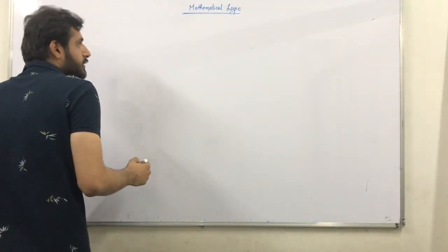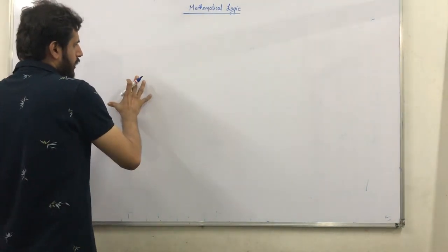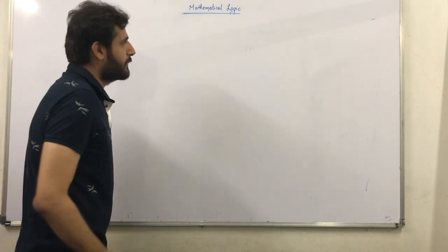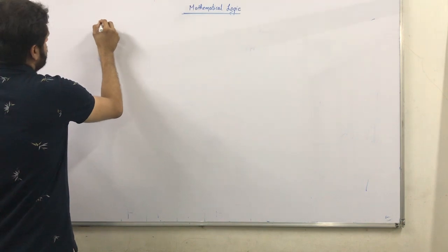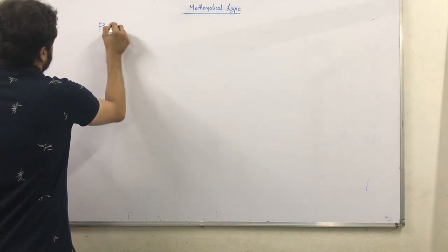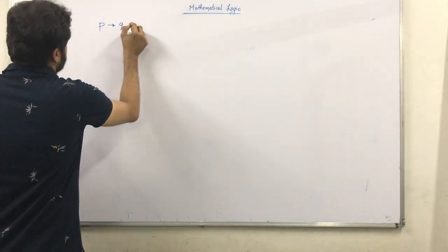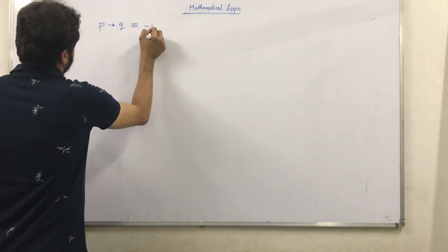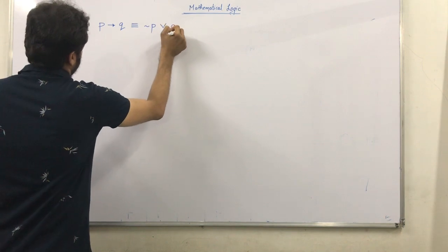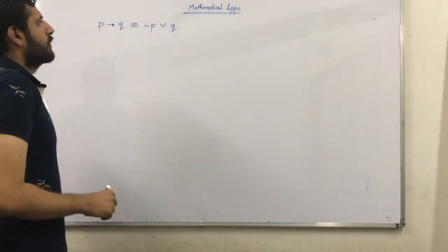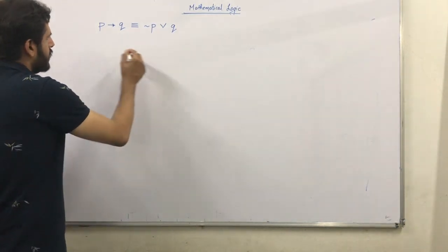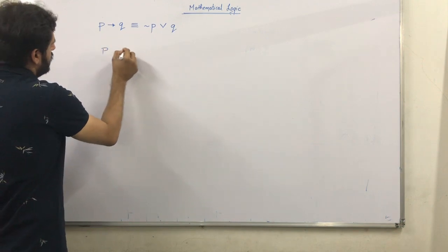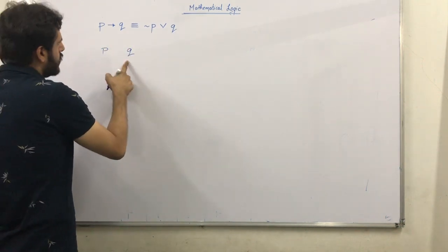Okay, in the previous lectures we did proving logical equivalence using truth tables. We are going to use that again to prove the result that P implies Q is logically equivalent to negation P or Q. So the proof will be of P implies Q being logically equivalent to negation P or Q, and we have the truth table P, Q.